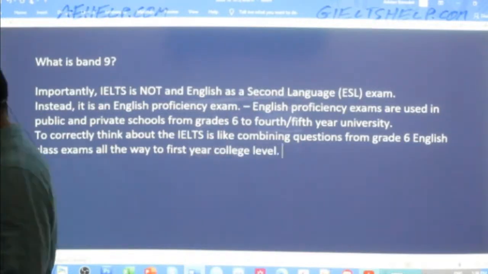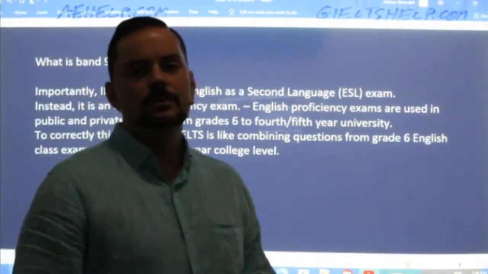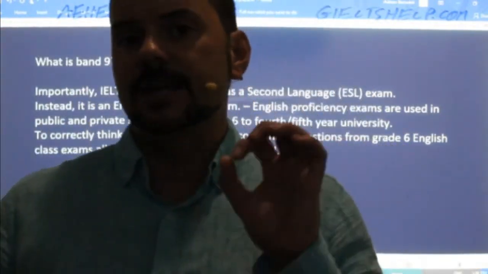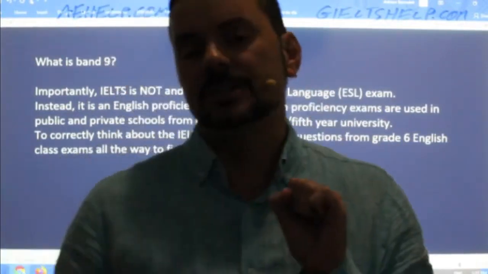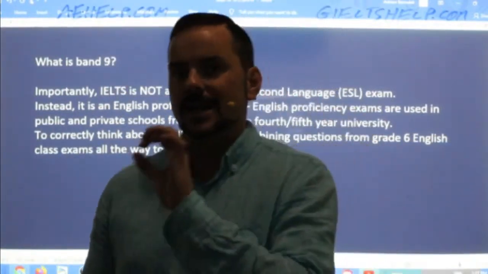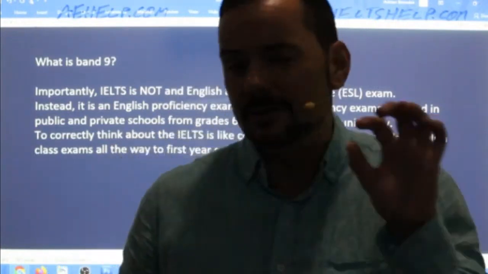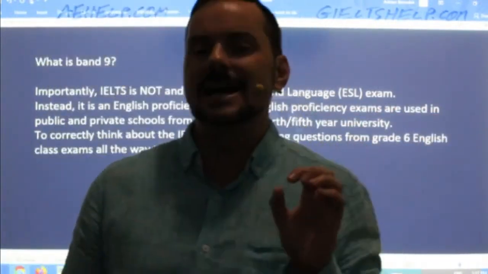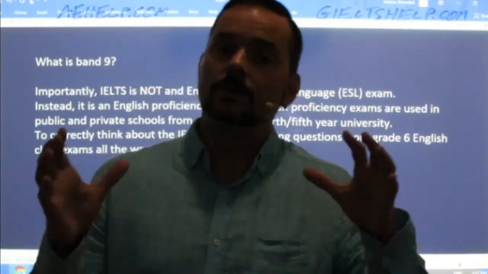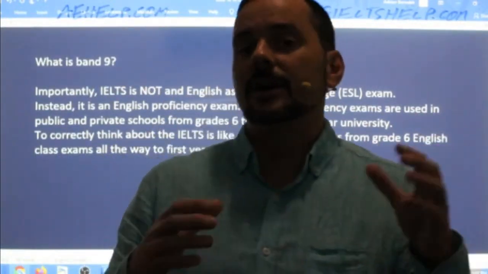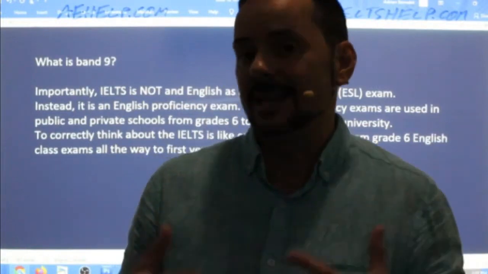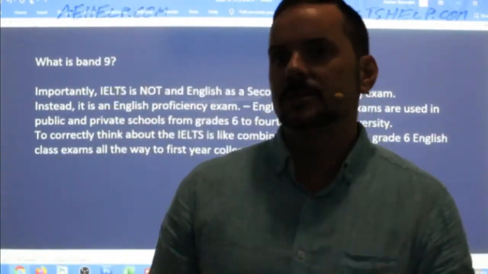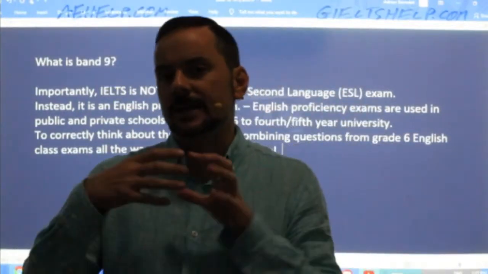Okay, so if you just grabbed one or two questions out of a grade 6 English exam, a grade 7, grade 8, grade 9, grade 10, grade 11, grade 12, and maybe one or two out of a first year college English literature class, and you put them all together into a reading, listening section, then you would end up with an IELTS exam. Does that make sense, everyone? So do you see what I'm trying to get you to think about?